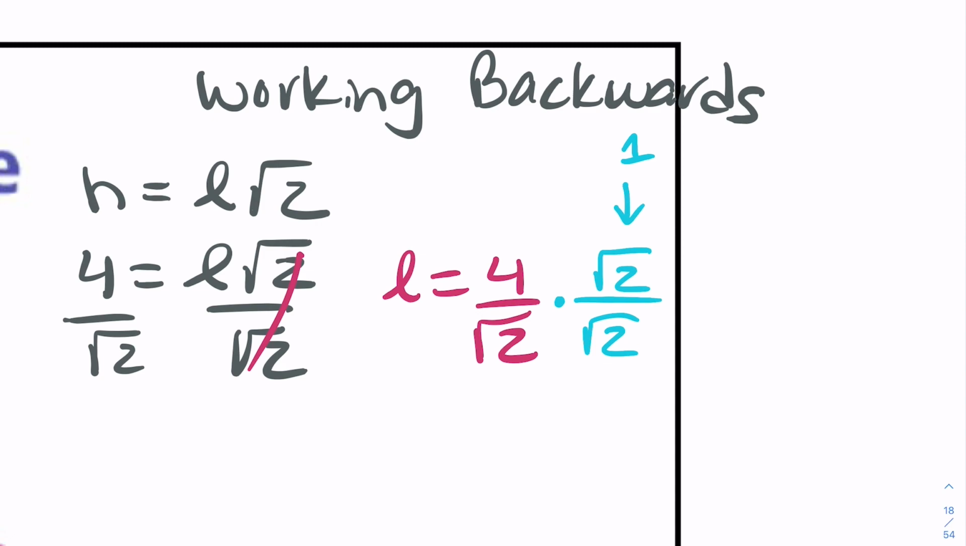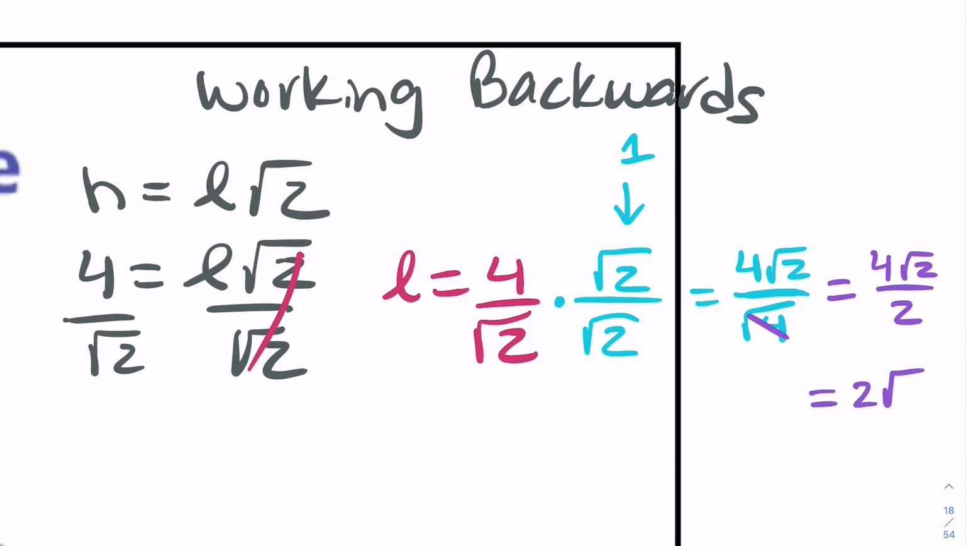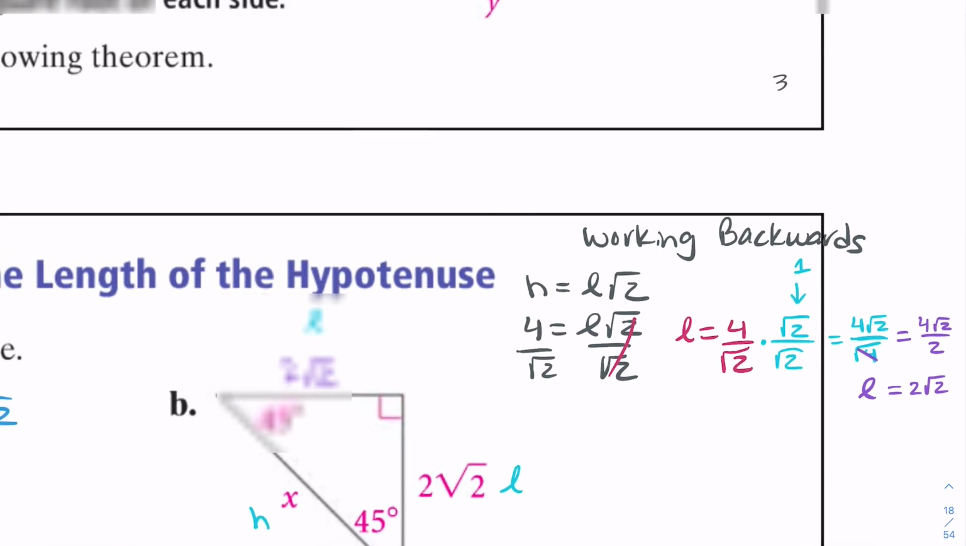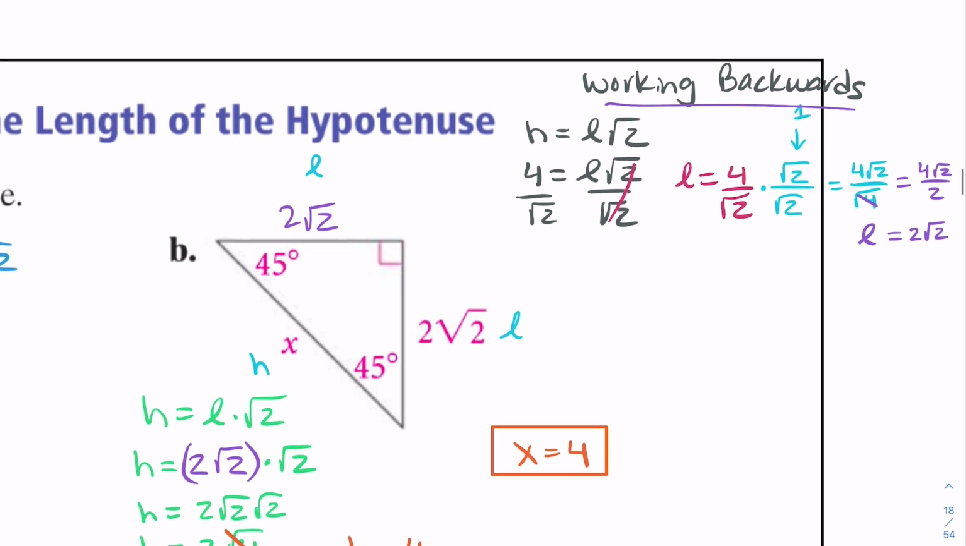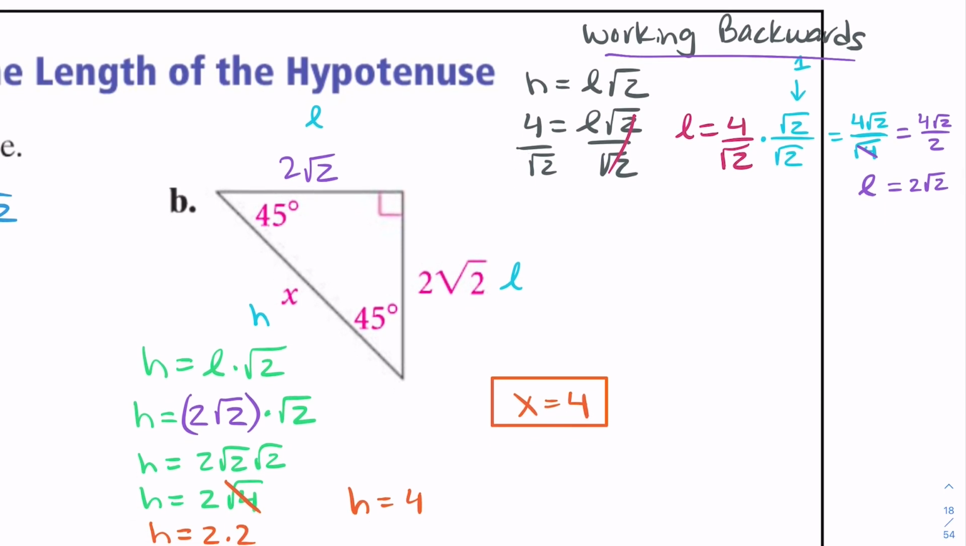So in this case, we'll get 4 square root of 2 over the square root of 4. The square root of 4 is 2, so it's going to be 4 square roots of 2 over 2. And what's 4 divided by 2? I get 2 square roots of 2, which is my leg. And that was working backwards, to show you that if the hypotenuse was 4, it really has a leg length of 2 square roots of 2.